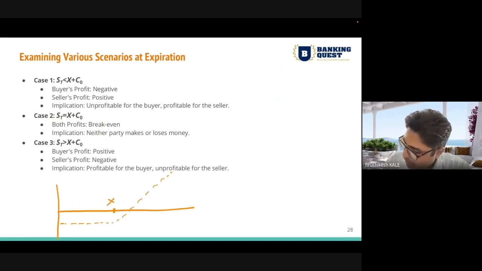This is your exercise price. This much is the C. This is C. And ST can be anywhere. So ST can be here, ST can be here, ST can be here, anywhere. Now, if ST is greater than exercise price plus the call option premium, then you are in profit.